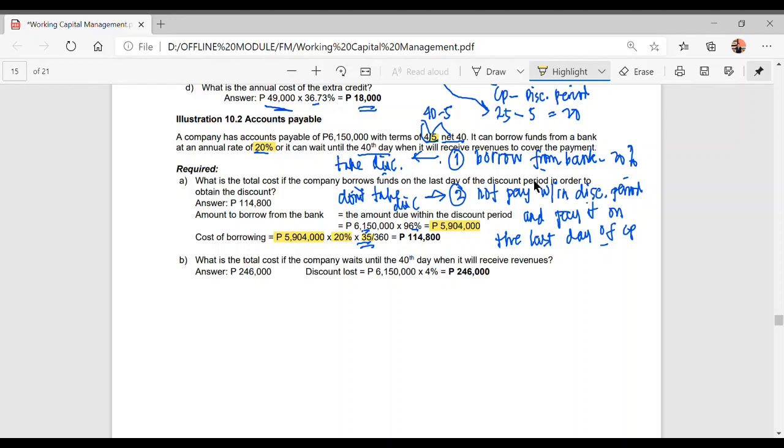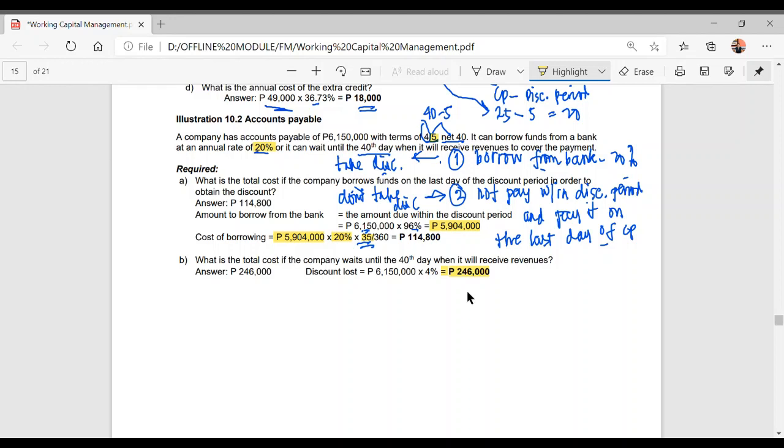Now, what is the cost if the company waits until the 40th day when it will receive revenues? What he loses is the discount. If he pays on the 40th day, he doesn't get the discount. The discount he could have obtained if he had paid within the discount period is equivalent to 246,000.